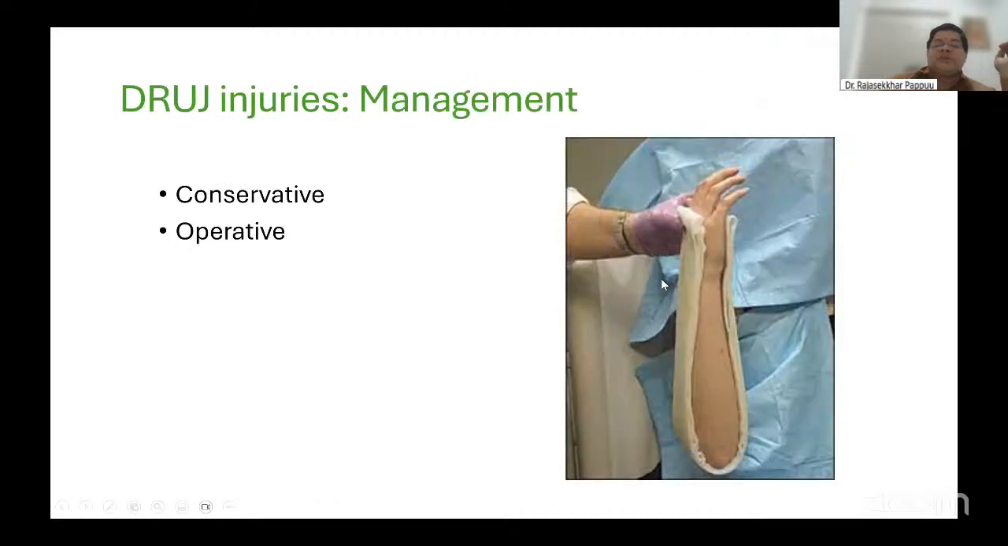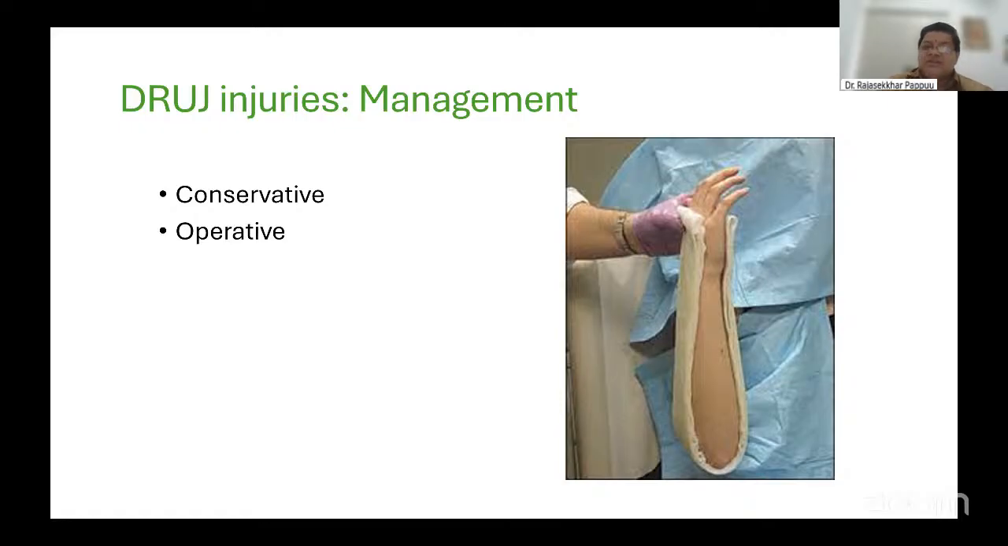When it comes to management, when there are purely ligamentous injuries with no fractures, you can just put an above elbow slab in neutral position, where the ulna is centrally positioned in the radial articular surface. This causes the ligament to heal. We usually keep it for 6 weeks, and after that we start mobilizing.